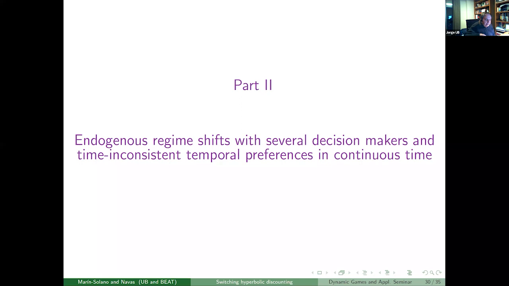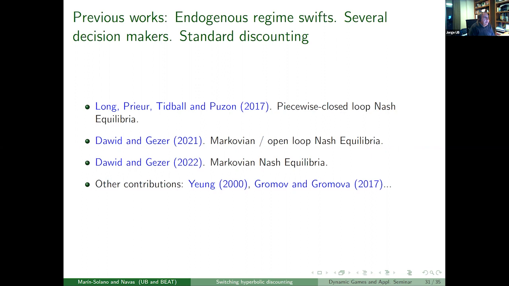And here, when we look at previous literature, what we found working with a standard discounting of these models is, for instance, the paper by Long, Peter, Tippal, and Puzon, when they introduced the concept of piecewise closed-loop Nash equilibria. In fact, the model that they analyzed in this paper is really nice because they consider the possibility for extracting firms to introduce a new technology, a problem similar to the one that I have introduced before.